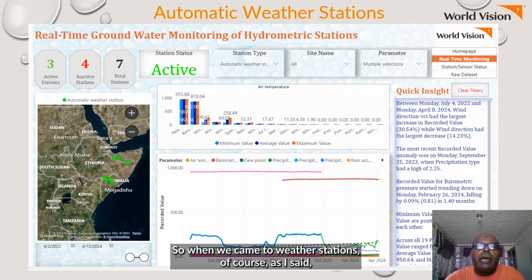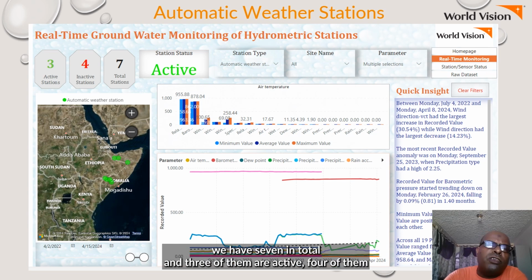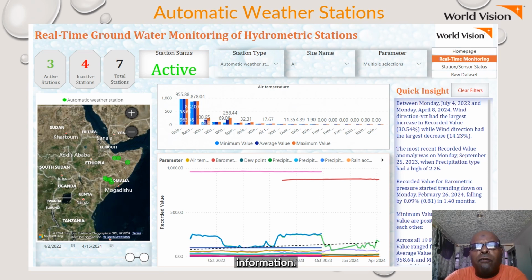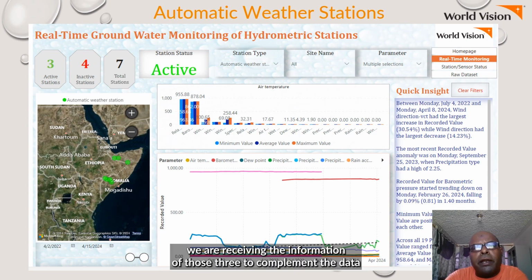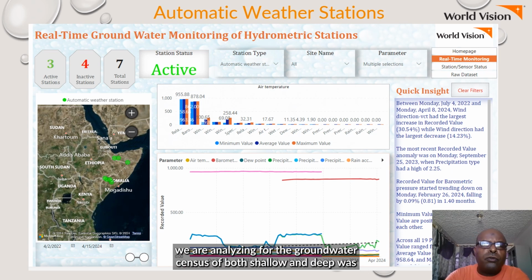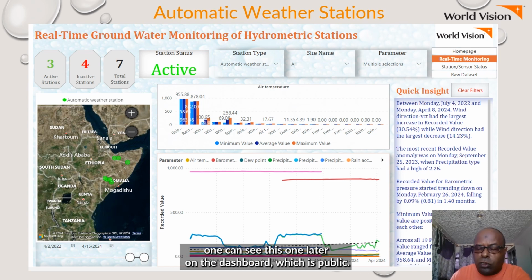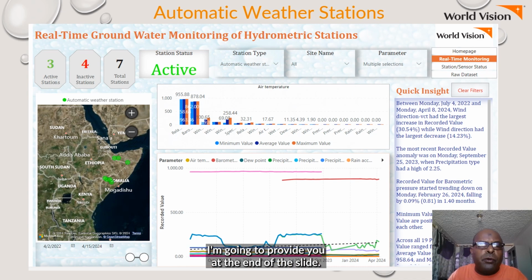So when we came to weather stations, of course, as I said, we have 7 in total. 3 of them are active, 4 of them not yet active because of some reasons, as I said, with the bundles. But we are receiving the information of those 3 to complement the data we are analyzing for the groundwater sensors of both shallow and deep wells. One can see this later on the dashboard, which is public. I'm going to provide it to you at the end of the slide.